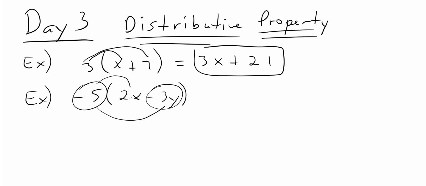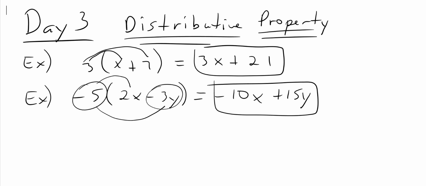So it's negative 5 times 2x is negative 10x. And negative 5 times negative 3y. So it's almost like you ignore the y just for a second. You say negative 5 times negative 3 is positive 15, and then y. So plus 15y. That's it. That's your answer. Okay? So it's pretty easy. One more example, and then we're going to get into like terms.